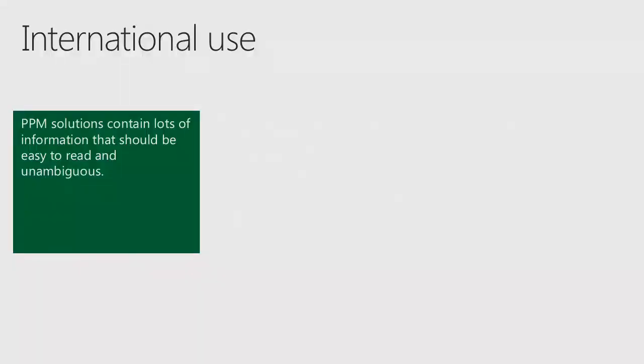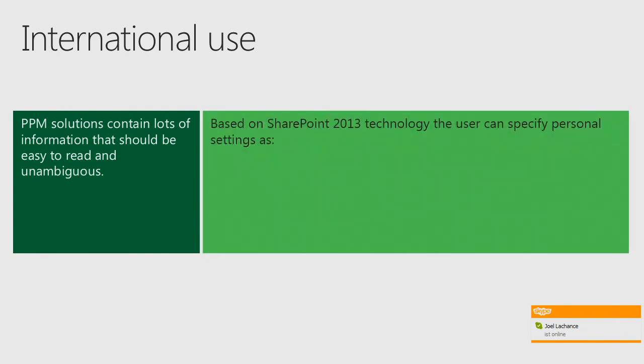Another one: a PPM solution like Microsoft Project Online contains lots of information. I'm usually overwhelmed with all the amounts, all the reports, everything I see in there. And one of the reasons I pointed out here is that it should be as easy as possible to access this information. So, based on SharePoint technology, which is just the back end of Microsoft Project Server these days, a user can specify really personal settings.